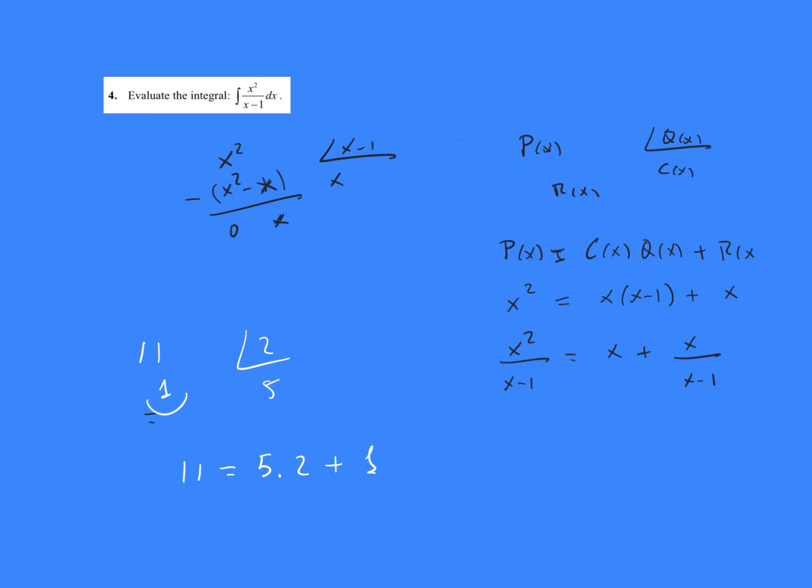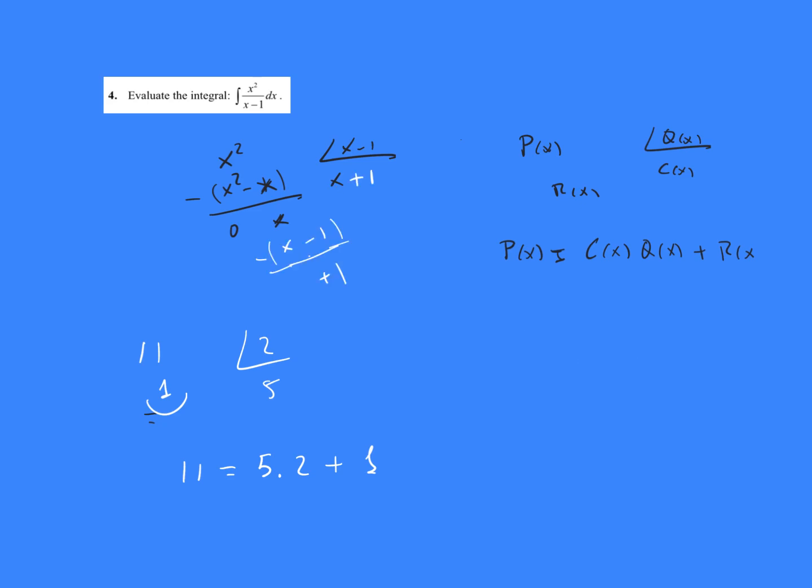So with functions that are polynomial, you divide the polynomial p of x by the polynomial q of x, and you will obtain c of x and a remainder. And the equation that you have to write is that p of x is equal to c multiplied by q plus r. So in this case, p of x is x squared, q of x is x minus 1, and the division says that c of x is x.